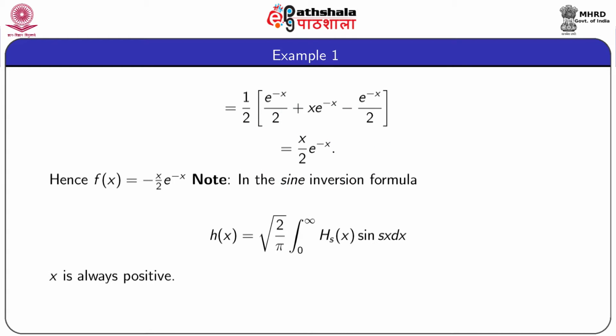Hence, f(x) is given by minus x by 2 e to the power minus x. We may note here that in the sine inversion formula, small h(x) equals root over 2 by pi integral 0 to infinity capital H(s) sin(sx) ds, here x is always positive. So, in example 1, we have used Fourier sine transform since f at x equal to 0 is given. Now, we shall consider another example.